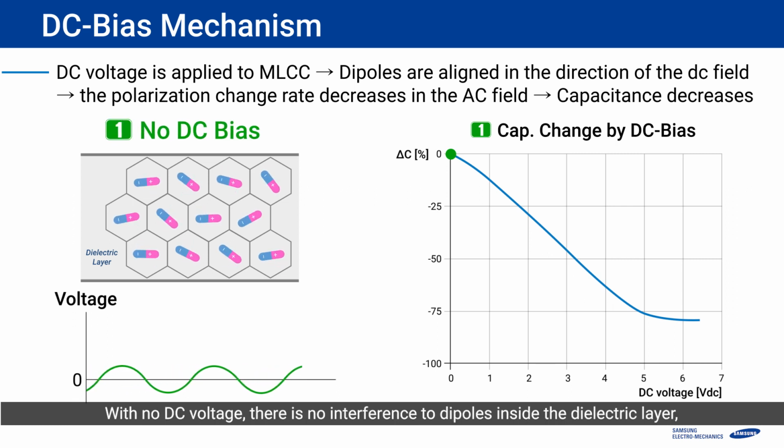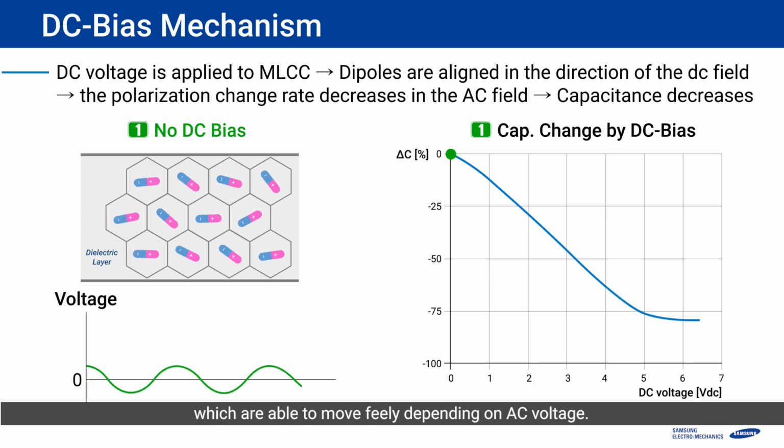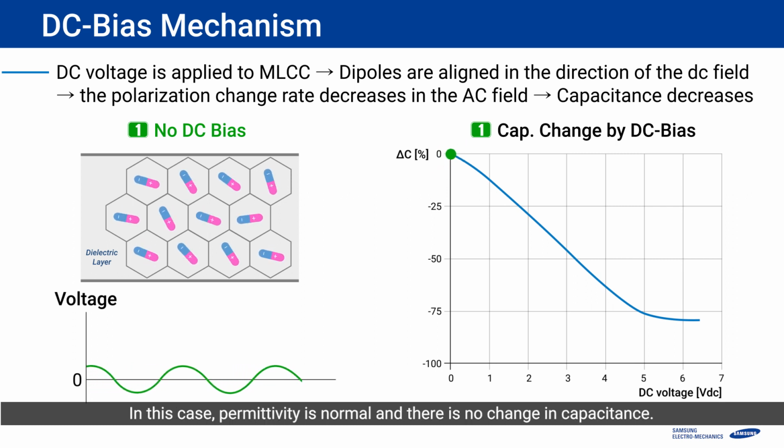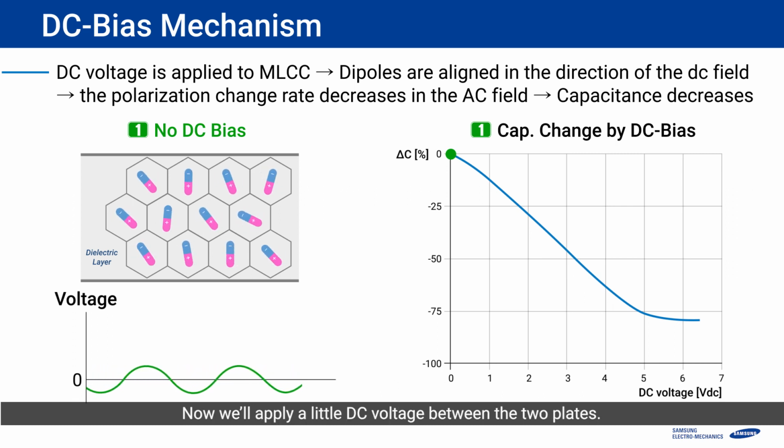With no DC voltage, there is no interference to dipole inside the dielectric layer, which are able to move freely depending on AC voltage. In this case, permittivity is normal and there is no change in capacitance. Now we will apply a little DC voltage between the two plates.